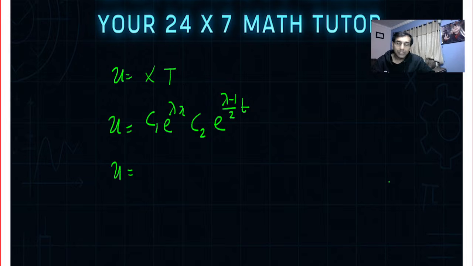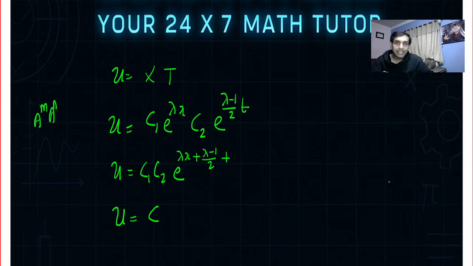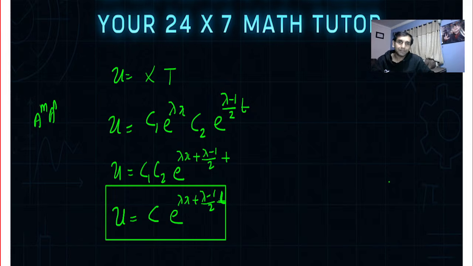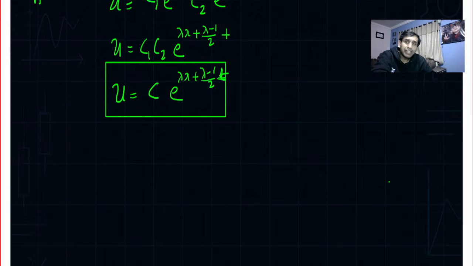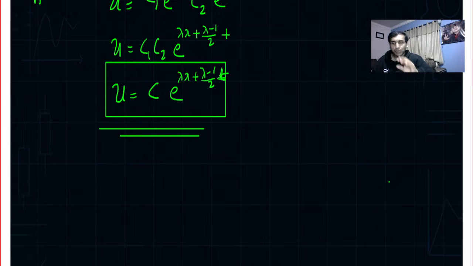That is u is equal to c1 c2 e to the power, what is a power m times a power n? a power m plus n. So I'm going to add lambda x plus (lambda minus 1) by 2 into t. That is u is equal to c e power lambda x plus (lambda minus 1) by 2 into t. Now our equation looks kind of cute. Okay, but wait a minute. If you leave it here, you lose marks. 100% sure you lose marks.